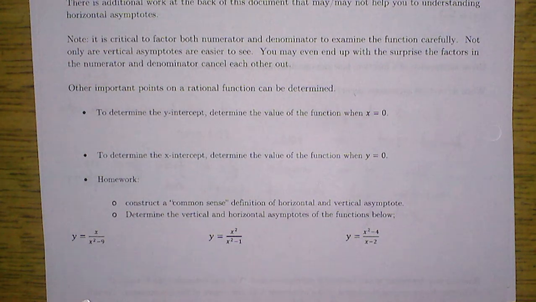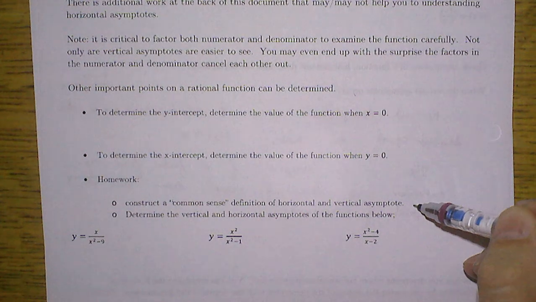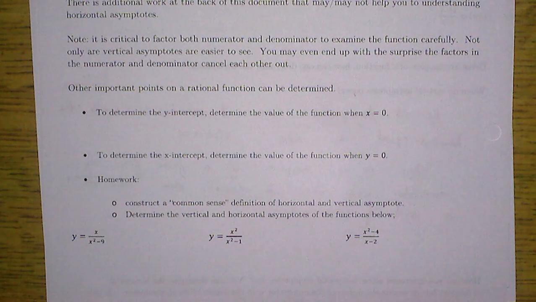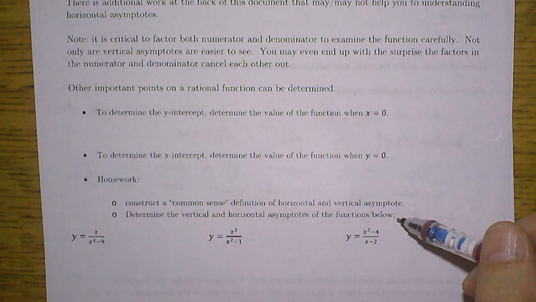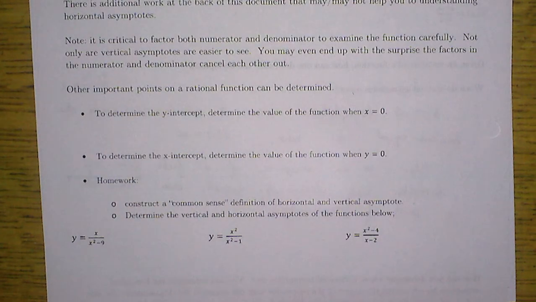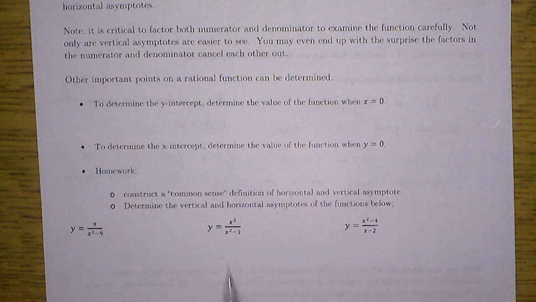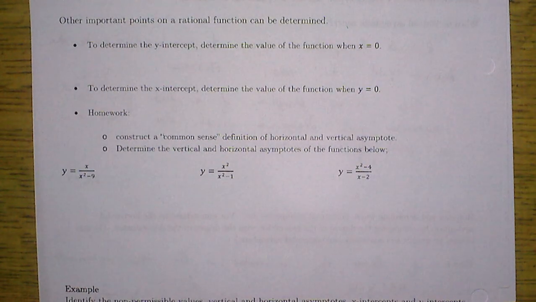And for homework, I have something for you to do. I want you to try to construct a common sense definition of a horizontal and a vertical asymptote. And then I want you to determine the horizontal and vertical asymptotes of the questions that will be below these three examples. So I'm just going to do these three examples.